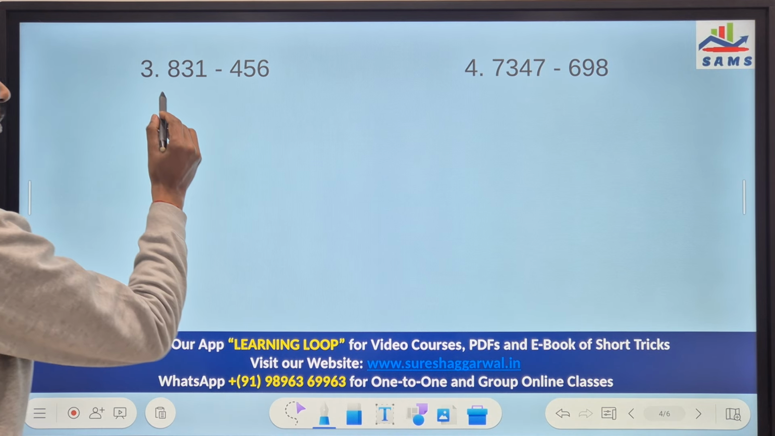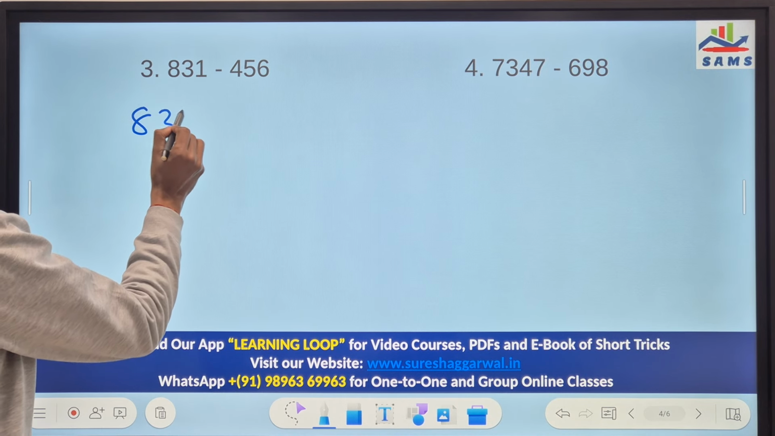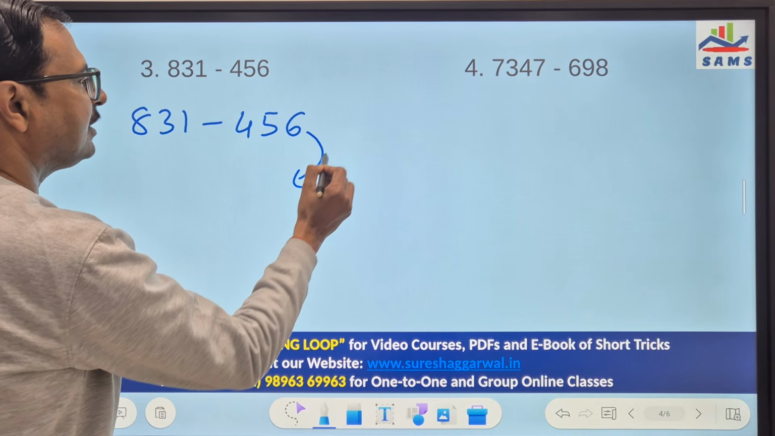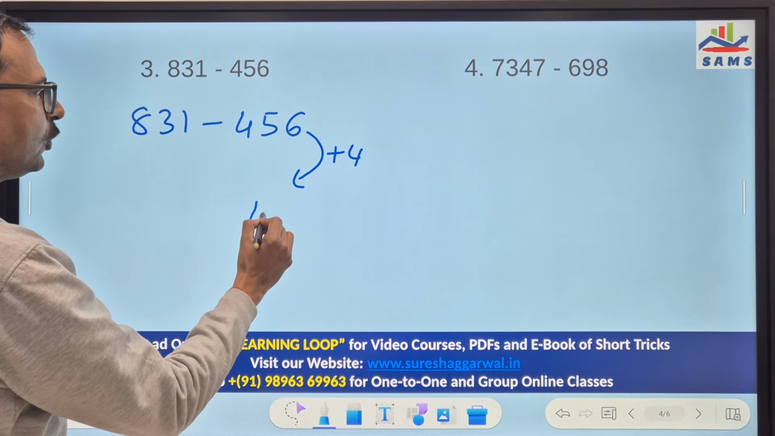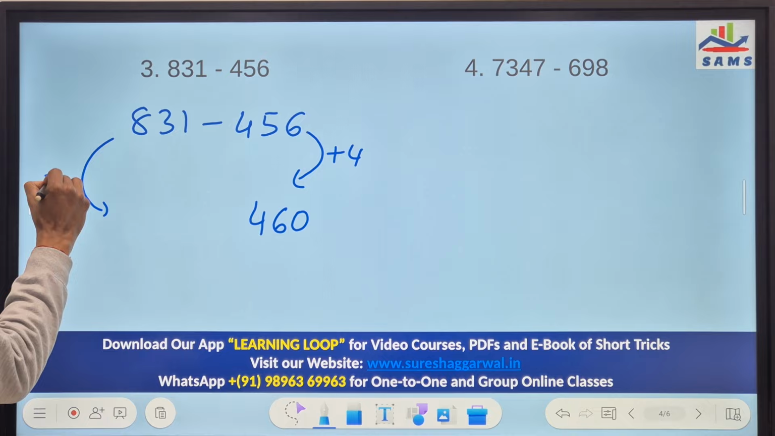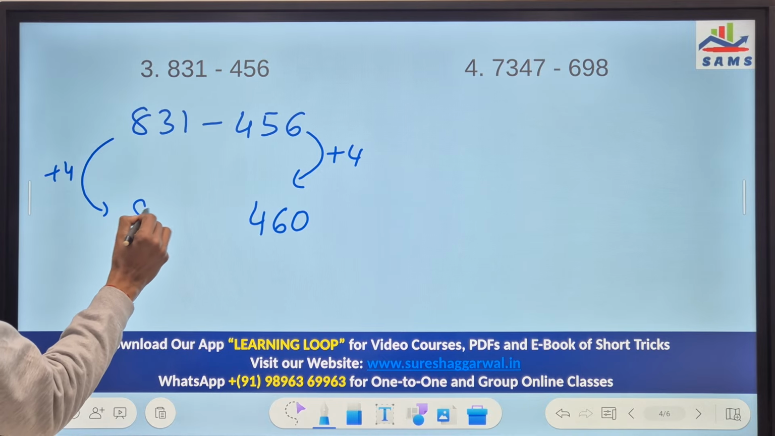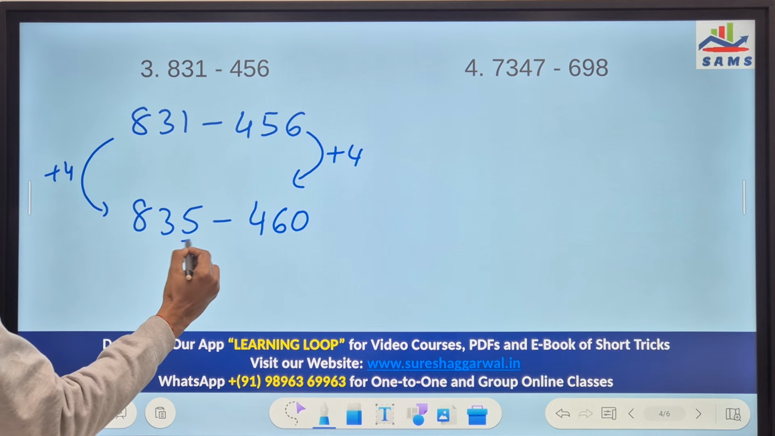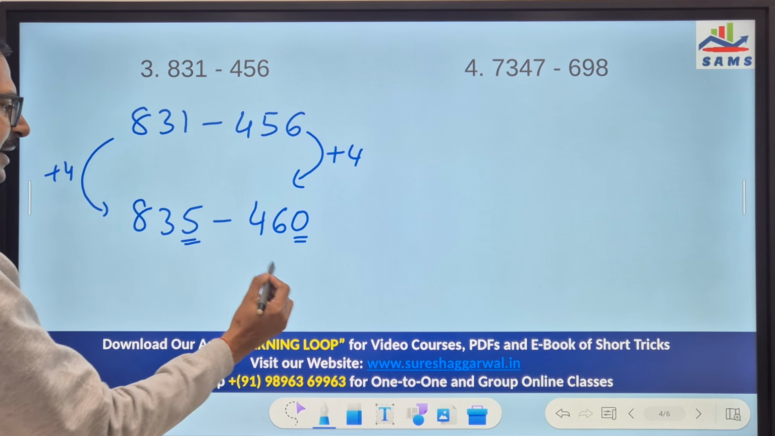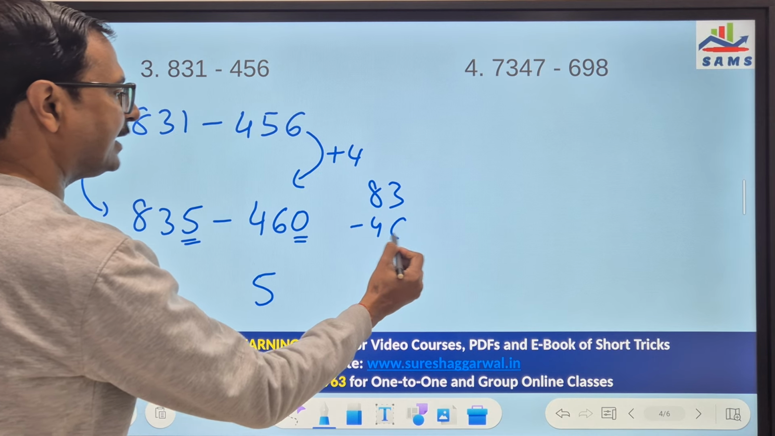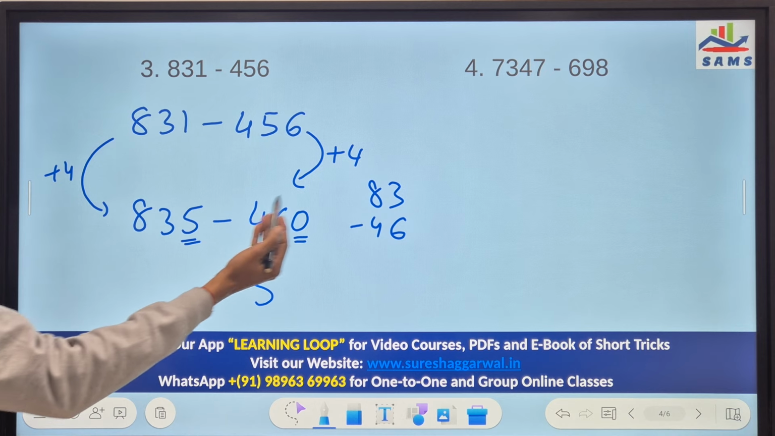What's this? 831 and 456. How about adding 4 to this and making it 460? So I have to add 4 to this also. So this becomes 835. Now subtracting is easy because 5 retains its place, and then 83 minus 46 can again be done in the similar manner which I told you just now.